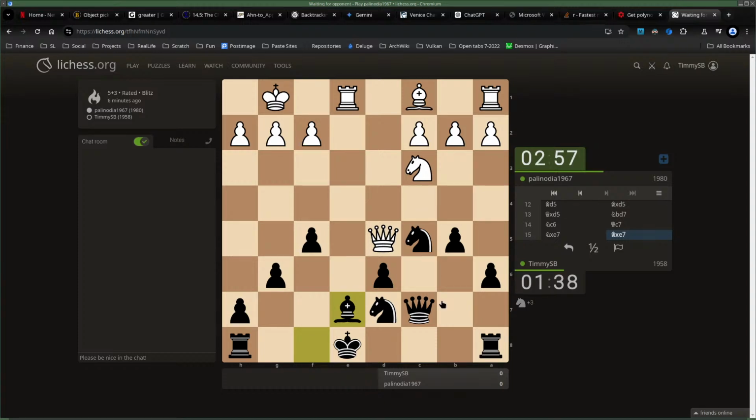Now I'm +3. Oh, he's gonna take my rook. Fuck me. He takes my rook. Yeah, that's not so good. Then I'm -2. Shit. Not good. Not good at all.